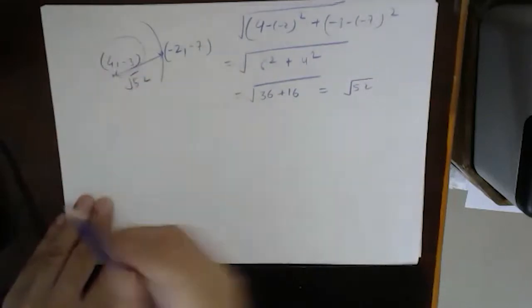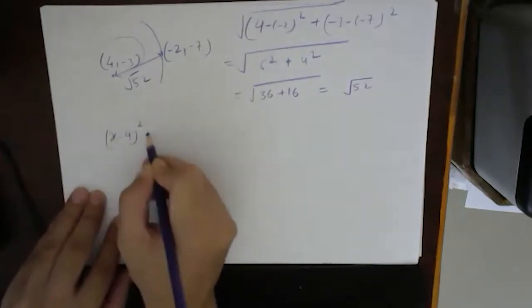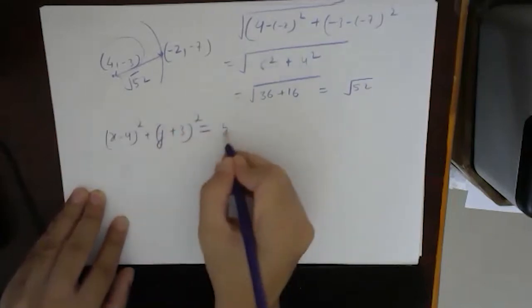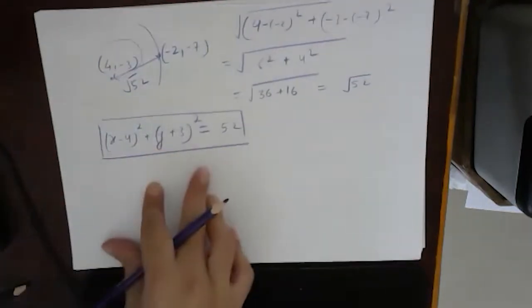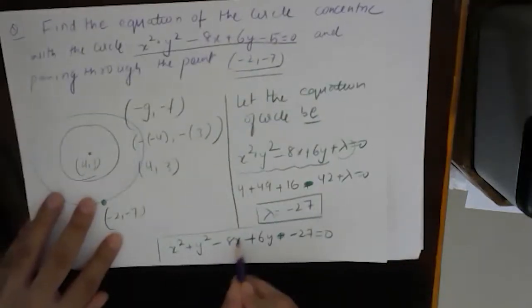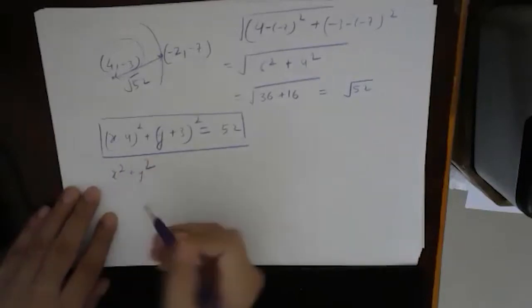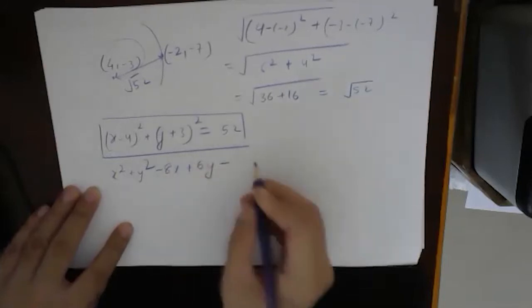Center is given as (4, minus 3). So the equation of the circle will be (x minus 4) whole square plus (y minus of minus 3, that is y plus 3) whole square equals 52. If I solve, I will get exactly the same equation, which is x square plus y square minus 8x plus 6y minus 27 equal to 0.